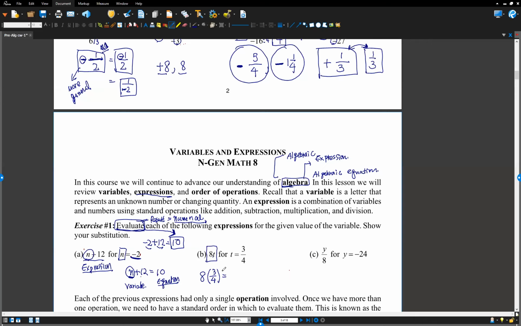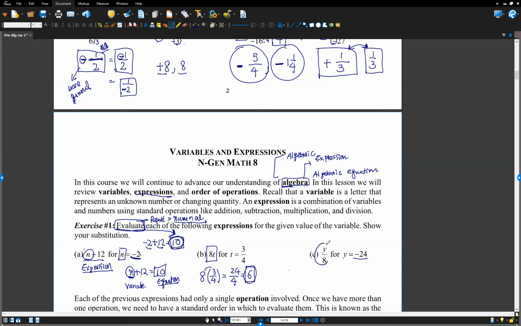This is what we said: evaluate. We need to evaluate this, okay? Evaluate means find the numbers. So 8 times 3 is 24, over 4, positive 6. That's the answer. The result of an evaluation is always a numeric number. Here and here, over here too.